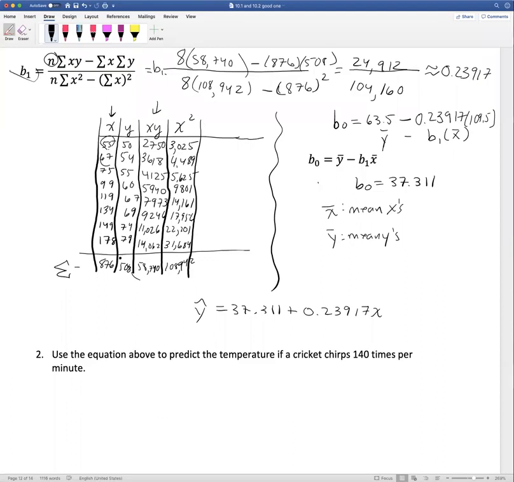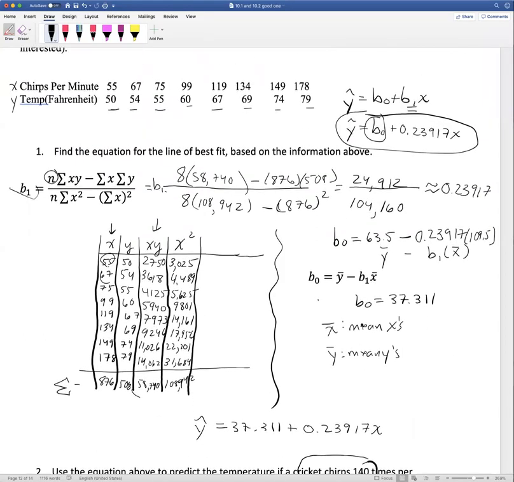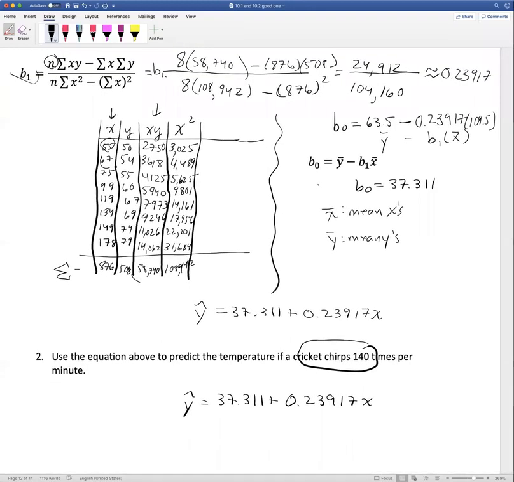Use the equation above to predict the temperature for cricket chirps 140 times per minute. So we have y hat is equal to 37.311 plus 0.23917x. Now remember, this is cricket chirps, and we know from above that cricket chirps is represented by our x value. So what we're doing here is we're saying take that equation, substitute in for x 140, and let's see what we get for y hat, or let's see what we get for the temperature.